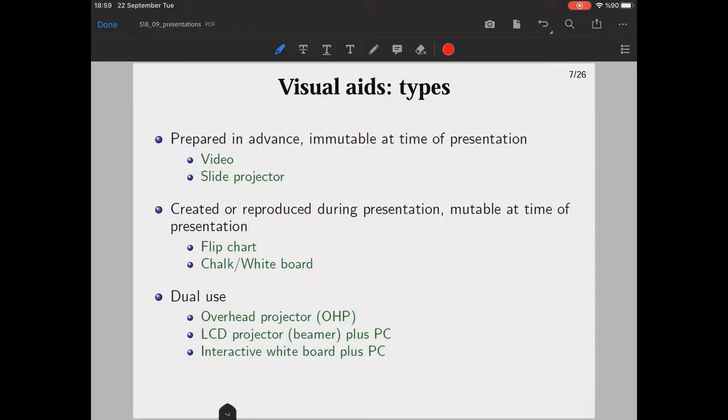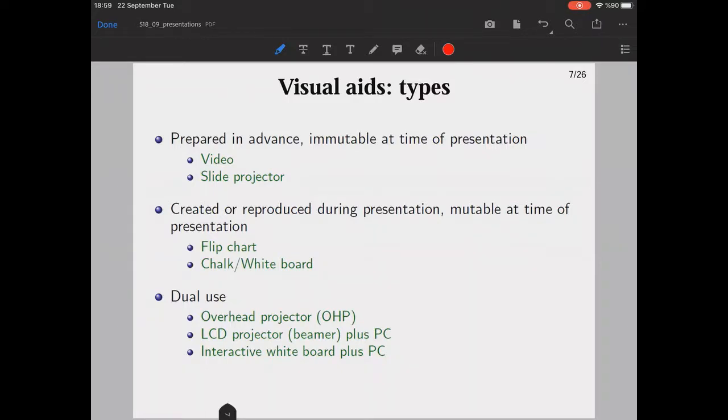What types can be used? Some of these are prepared in advance, and they're not changeable at the time of presentation. Like the video and slide projector, you cannot change them later. You need to set them before.